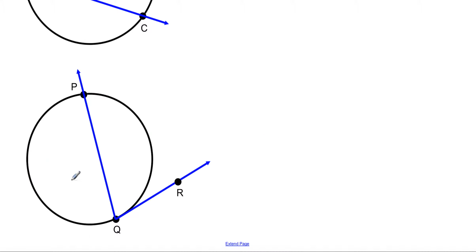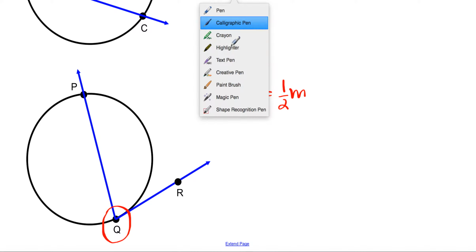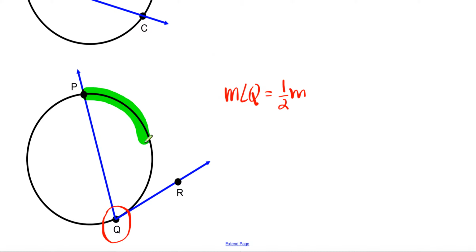All right, looking at this example, we have angle PQR. Where's the vertex? The vertex is on the circle, Q. Therefore, the measure of angle Q is equal to 1/2 the measure of the intercepted arc. Well, the intercepted arc is arc PQ, all the way around there. So it's half the measure of arc PQ. So it's very important when solving these problems with circles and angles to ask yourself, where's the vertex located? And once you know where the vertex is located, you can go on with which formula to use. Let's look at an example.